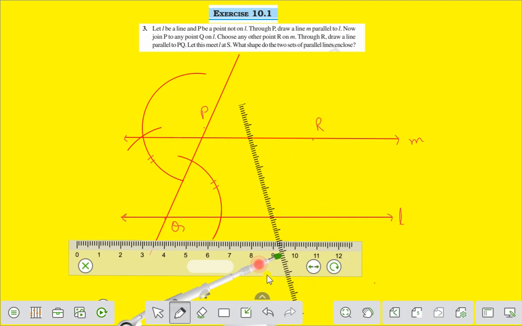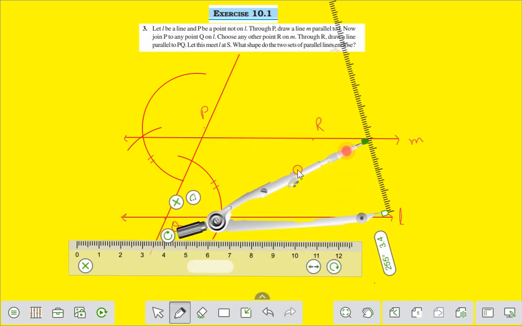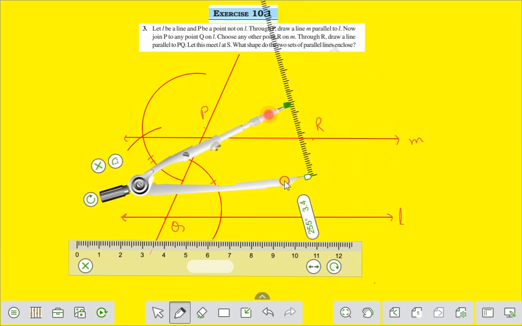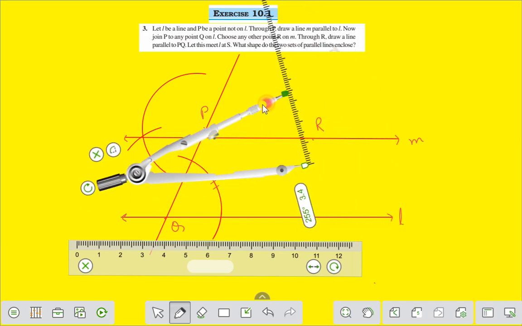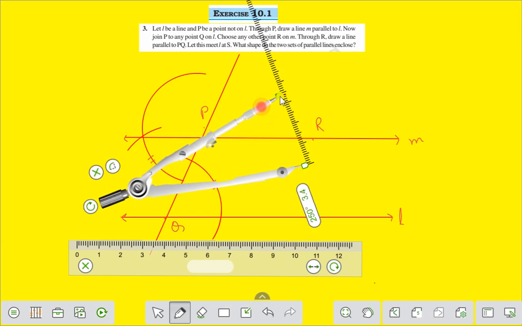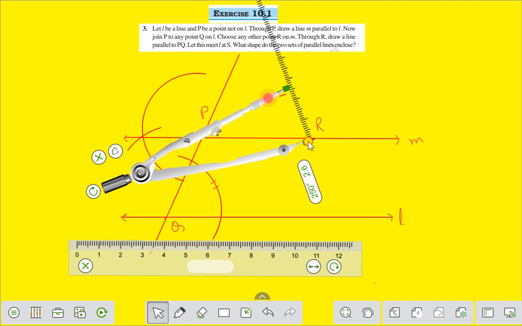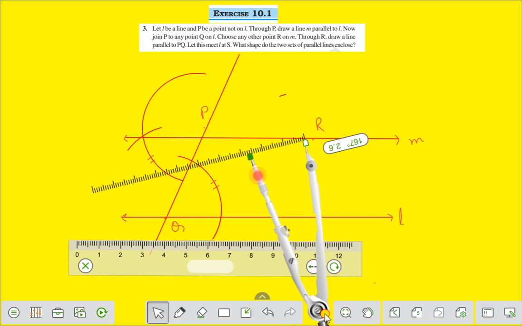With the help of this compass, we will draw another line here. Let us first take an arc here. Take this point at the pointer R and make an arc here.